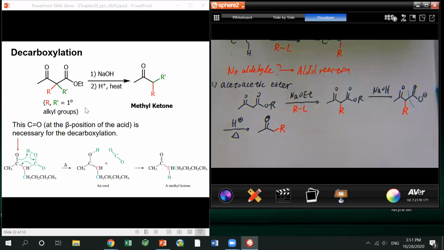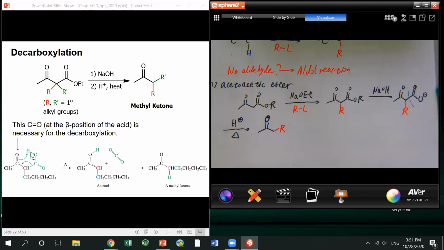And if you have two alkyl groups put on the alpha carbon, eventually you have a branched methyl ketone. So the two alkyl groups are still there. All right, so this reaction can actually proceed easily. The reason is that the carbonyl group is on the beta carbon, so it contains this intermediate.